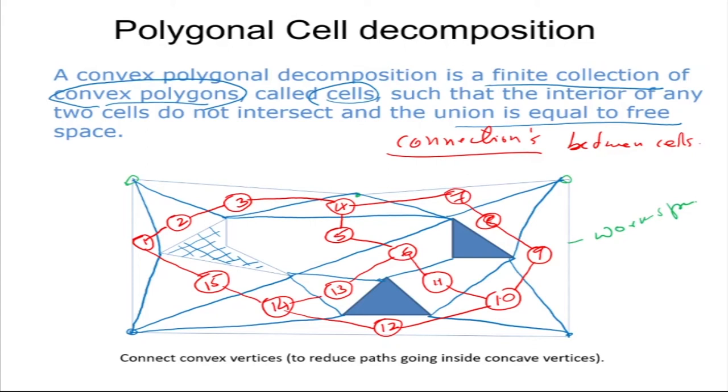Now, once we have got the connections between the cells, suppose I want to find the path. So these are the connections, the red line. Now I want to find a path to take me from one point to another point. How do I do that? That's very simple and very interesting. Suppose I want to go from my initial point here. This is my initial point, and this is my goal point. Let's say the goal point is right here.